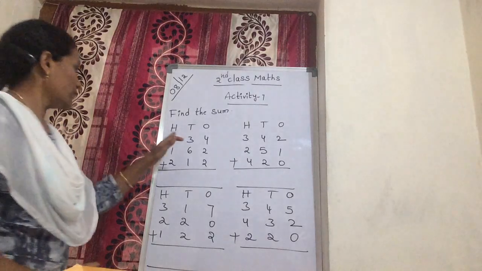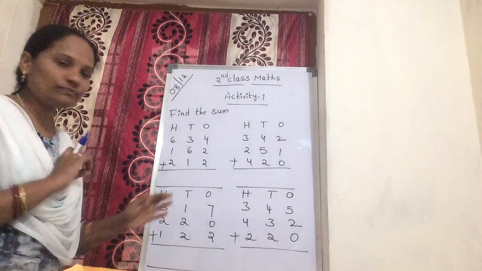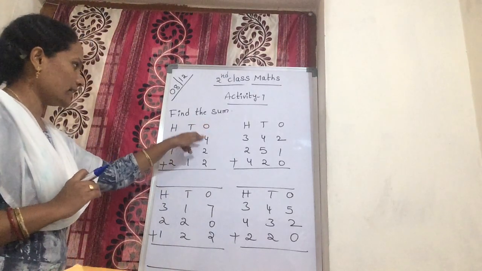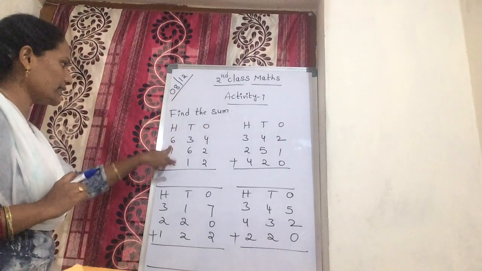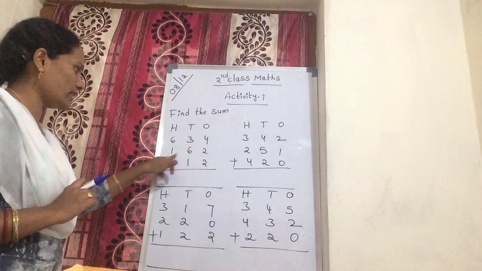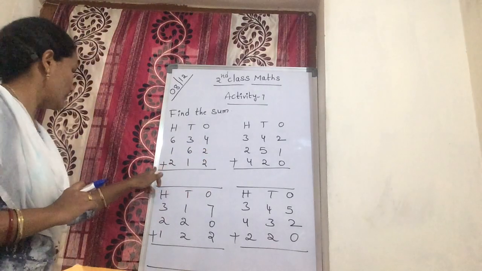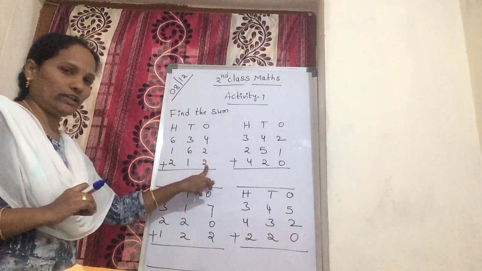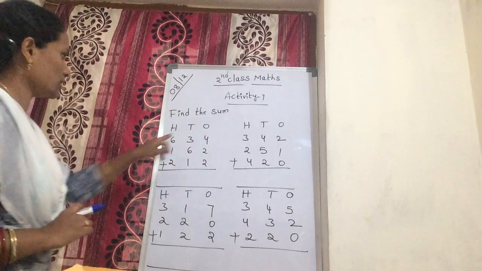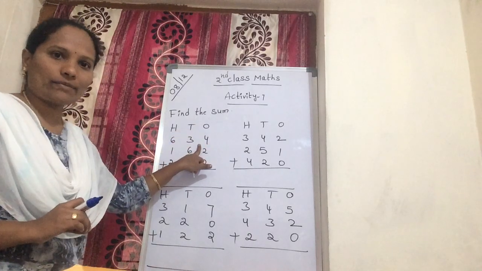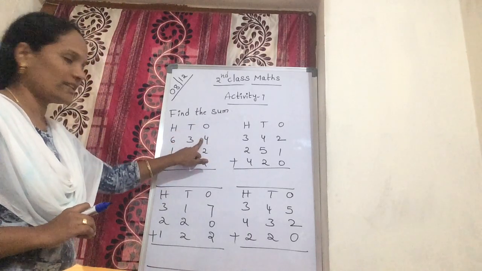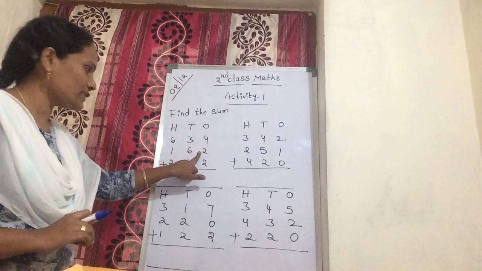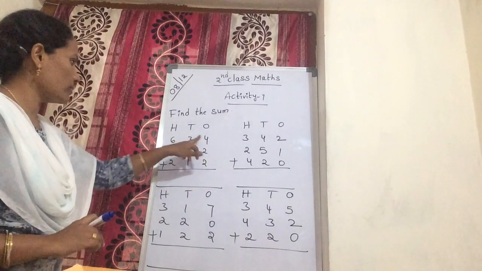Let's see, Amma. Now, addition always comes from ones, tens, hundreds. 634 plus 162 plus 212. Now, ones come from ones, Amma. In ones, the first number is a 4. 4 plus 2.